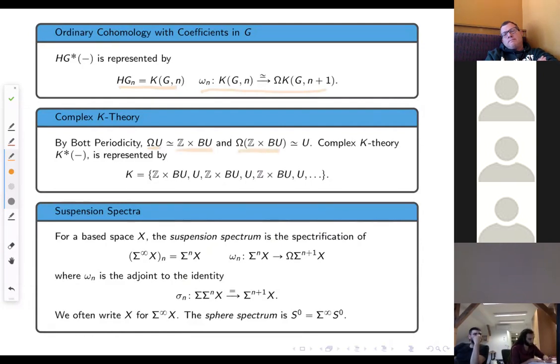So that's Bott periodicity. And this tells you that it's going to fit right into a spectrum. Complex K theory is represented by the sequence which starts with Z times BU, U, Z times BU, U, Z times BU, and so on. And the structure maps are coming from Bott periodicity.